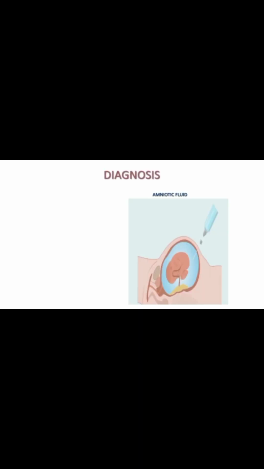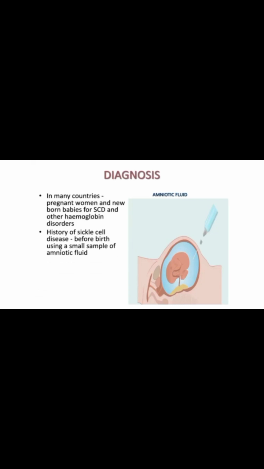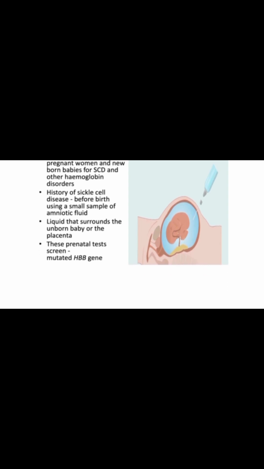In many countries, there is a screening program to test the pregnant women and newborn babies for sickle cell disease and other hemoglobin disorders. For the expectant parents with a history of sickle cell disease, a test for the disorder may be performed before birth using a small sample of amniotic fluid, the liquid that surrounds the unborn baby, or the placenta. These prenatal tests screen for the mutated HBB gene rather than abnormal hemoglobin protein.